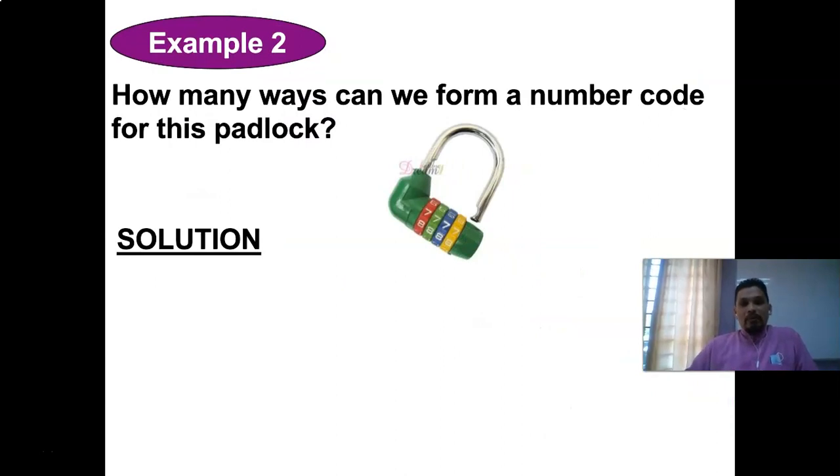How many ways can a number code for this padlock be formed? Imagine that there is a place for every number, because we have the selection of numbers here, from 0, 1, 2, 3, 4, 5, 6, 7, 8, and 9. The selection of numbers here. And for this, let's say repetition is allowed.